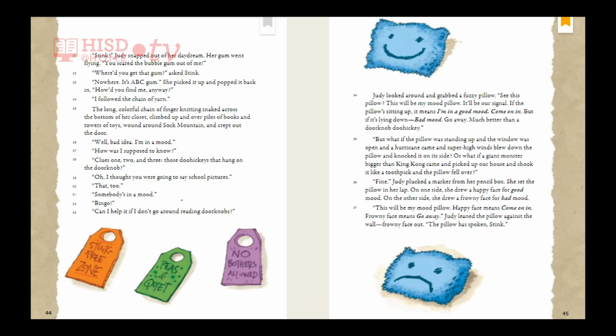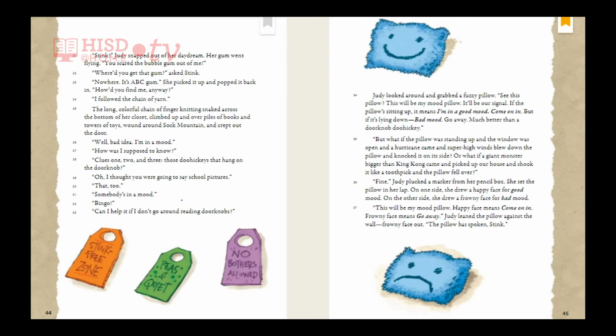"But what if the pillow was standing up and the window was open and a hurricane came and super high wind blew down the pillow and knocked it on the side? Or what if a giant monster bigger than King Kong came and picked up the house and shook it like a toothpick and the pillow fell over?" "Fine." Judy plucked a marker from her pencil box.